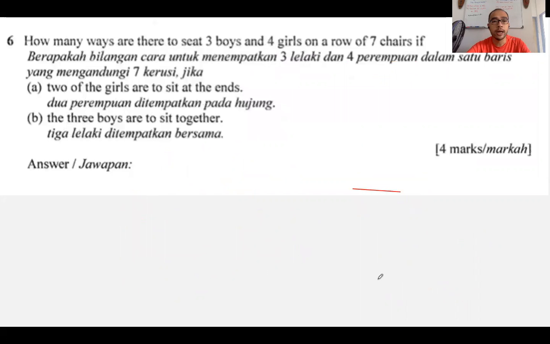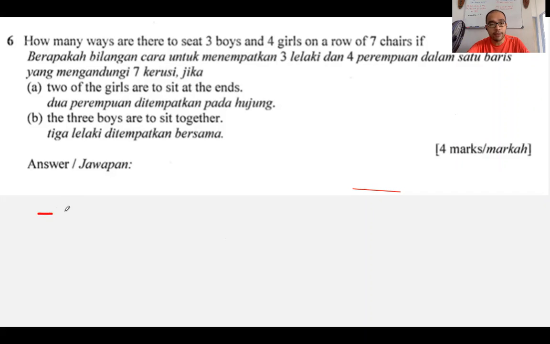Alright, number 6. How many ways are there to seat 3 boys and 4 girls in a row of 7 chairs? What topic is this question? Okay, from the chapter permutation and combination. Obviously permutation combination. So we want to arrange. Okay, now if two girls are to sit at the end, so we want to pick two of the girls.